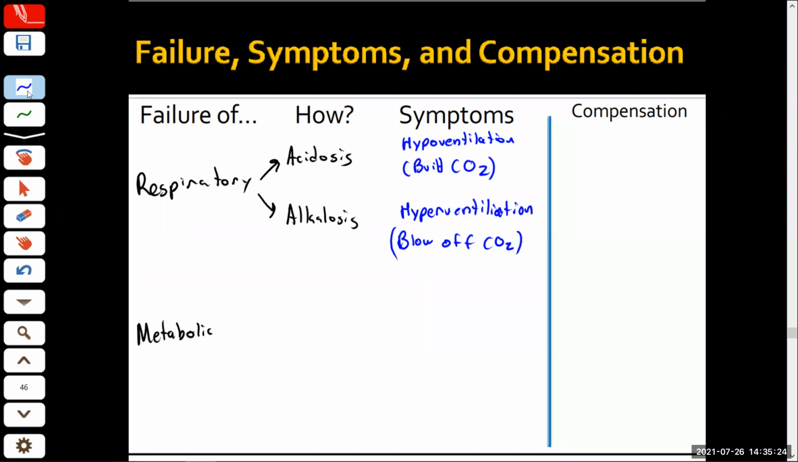Now we're going to switch to metabolic here, talking about your kidneys. Kidneys can fail one of two ways: acidosis or alkalosis. Those are like two very different examples, like heroin overdose and anxiety attack. You're not going to die from an anxiety attack. So what would be something deadly that could cause alkalosis in our respiratory system?